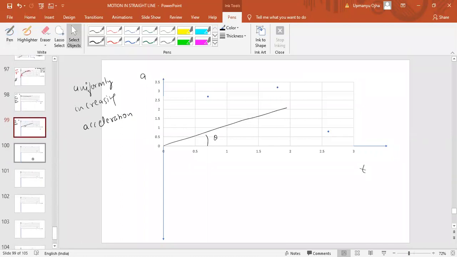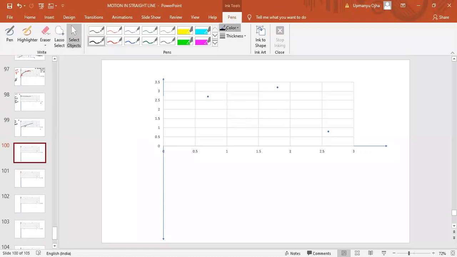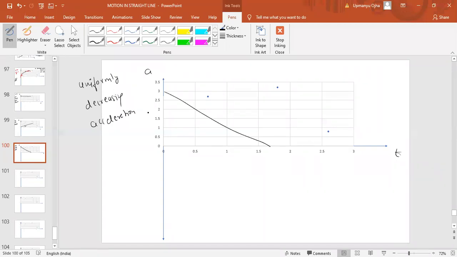Okay. And the next type of graph, if I draw the graph like this, a straight line. So what does this represent? Not deceleration, it represents uniformly decreasing acceleration. Yes. It is uniformly decreasing acceleration. Correct now. So it is uniformly decreasing acceleration.